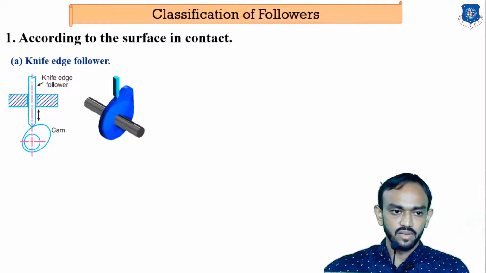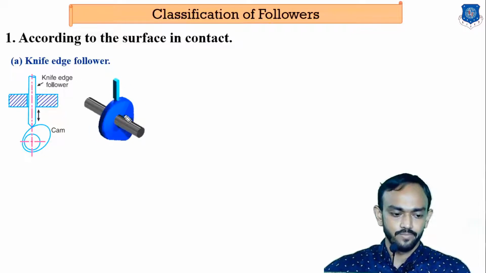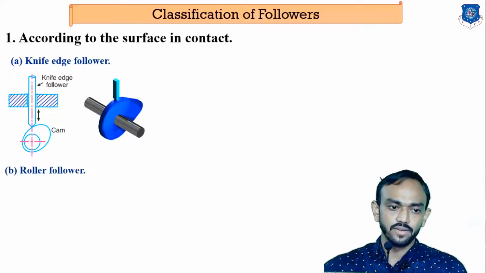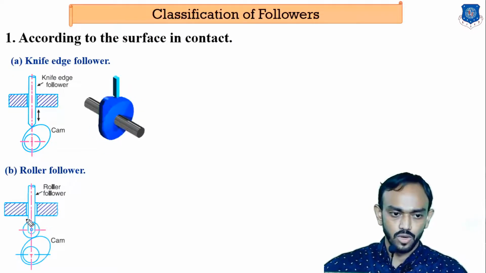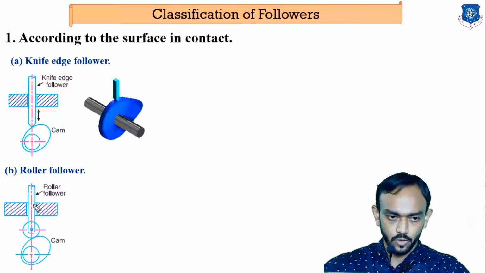Okay, and there will be a spring or load or anything that can be here, so this follower is always kept in contact with this cam. Okay, the next type of surface contact is a roller follower. You can see here a roller is there, and due to the rotation of this cam, this follower will reciprocate.